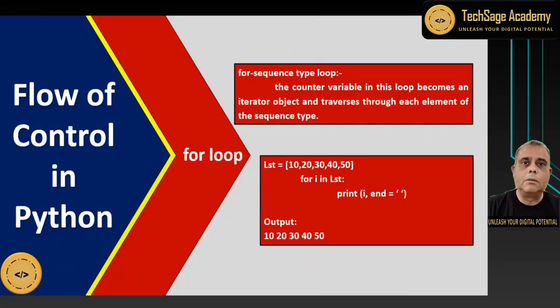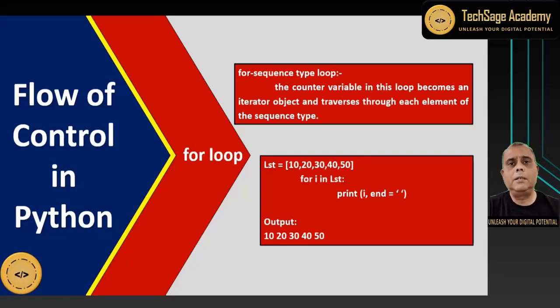Now, another variation of the for loop is when we use a for loop on sequences. What are sequence types? Sequence types are lists, tuples, strings. When we use a for loop on a sequence type, the counter variable becomes an iterator. What is an iterator? An iterator is an object which traverses through each and every element of the sequence and takes up their value. It is not like a counter variable, where the counter variable always takes numbers as counts for keeping track of the count of the loop.